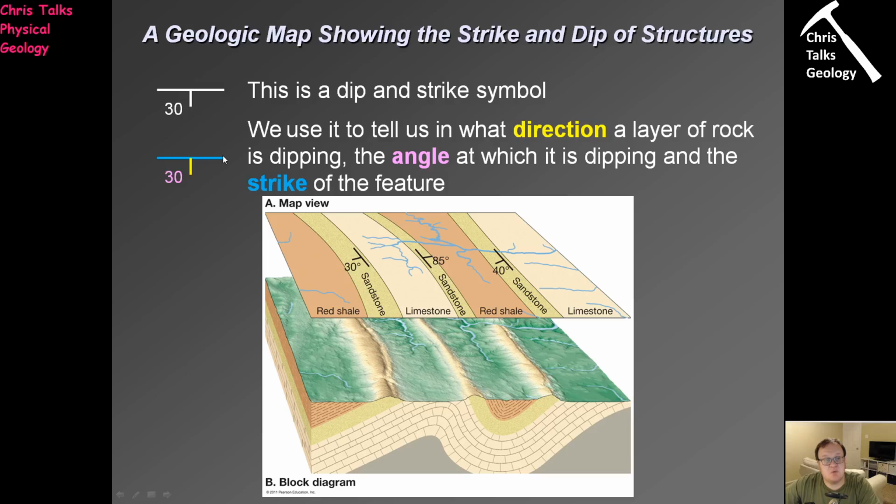So what does this all mean? Well, the yellow bit, that's the dip direction. Okay, so that's telling me which direction my layer of rock is dipping. The angle is written as a number, so that's the dip itself. So dip direction in yellow, dip angle in pink, and strike, remember, is 90 degrees to the dip direction, in blue. Okay, so once again, dip, dip direction, strike.